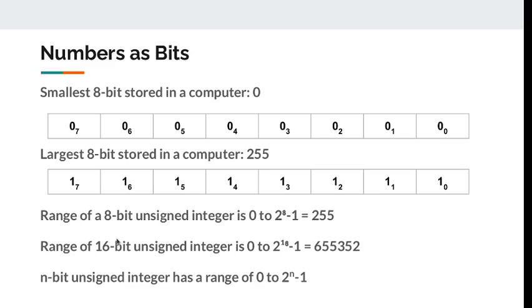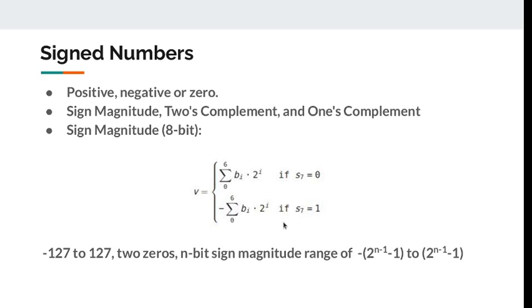Your range is going to be really larger when you use 16 bits, for example. If it's unsigned, you go from 0 to 2 to the power of 16 minus 1, which is 65,535. So an n-bit unsigned integer has a range of 0 to 2 to the power of n, where n is the size of your bits, minus 1.